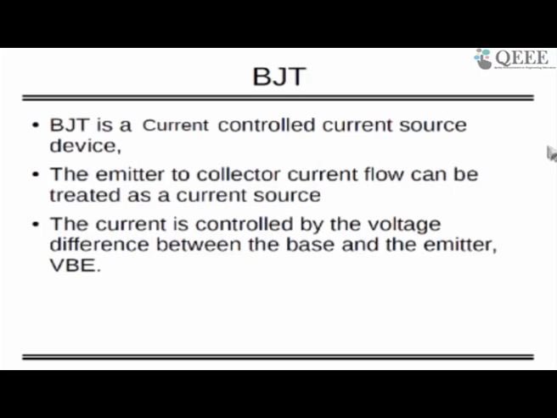Then the emitter to collector current flow can be treated as a current source. So if you want to design a current source using a BJT, you can put the BJT in active mode and find the current flowing from the collector side to the emitter side. We're going to call it a current source, which can be treated as an ideal current source. And the current is controlled by the voltage difference between base and emitter, so it's VBE. These were some of the features of how a BJT works.